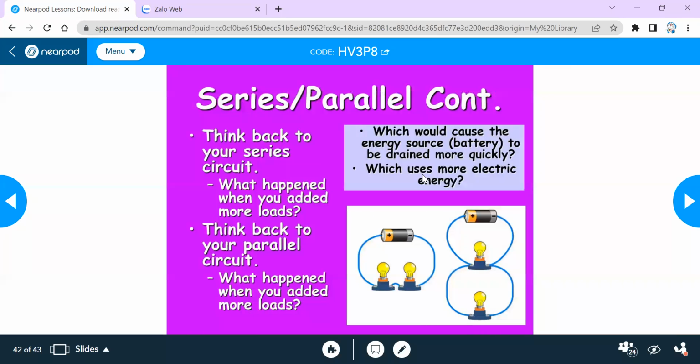Now, for series and parallel, let's imagine in our mind what happens if we add more load to the series and to the parallel. Which one will be dimmer? Which one will be brighter? I give you 1 minute to think about it, then we can share the answers together.